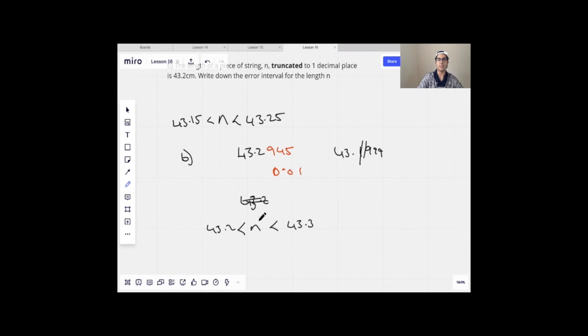So I hope that video made sense. We covered how to round, how to truncate, and what degrees of accuracy are. A lot of the time students get a bit confused, and significant figures is a hard concept to wrap your head around. But with more and more practice, it should hopefully make more sense and become a bit more second nature.